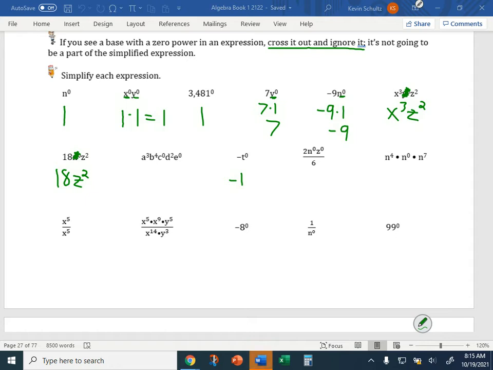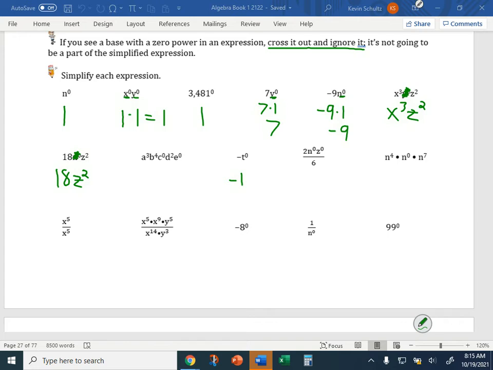So really the question becomes, is that negative sign part of the base? Or is it a coefficient, right? Because if it's part of the base, then it's going to equal 1, because any base to the 0 power equals 1. If it's a coefficient, then it's not going to change, and it would be a negative 1. What do you think? Is that negative sign part of the base, or is it the coefficient, Alex? And why do you say that?